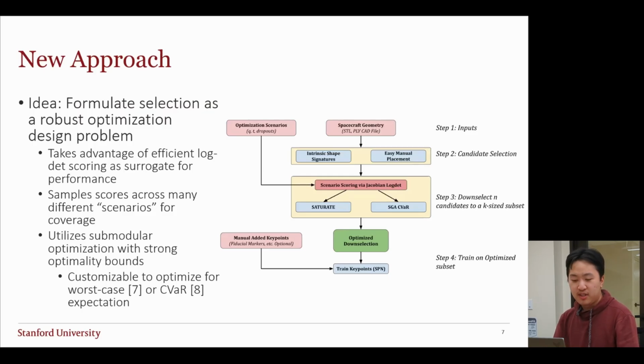The point of this is to utilize submodular optimization with pretty strong optimality bounds as established in that branch of literature, and also be customizable to optimize for worst case or some type of tail expectation.